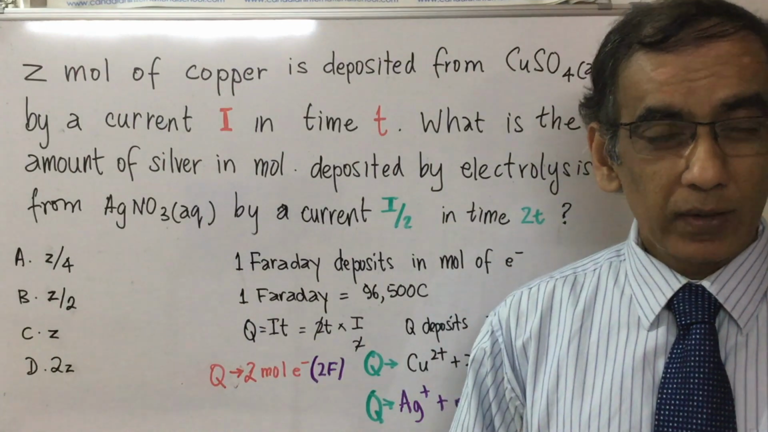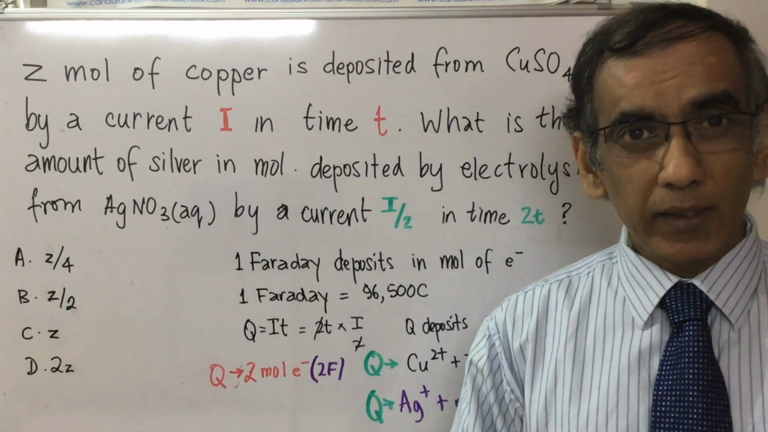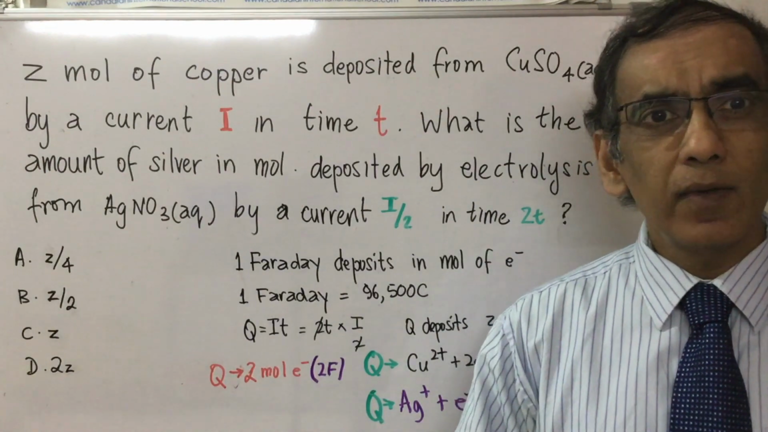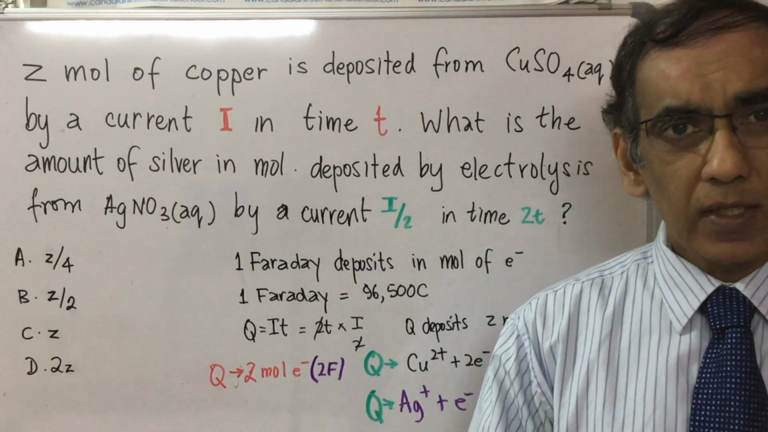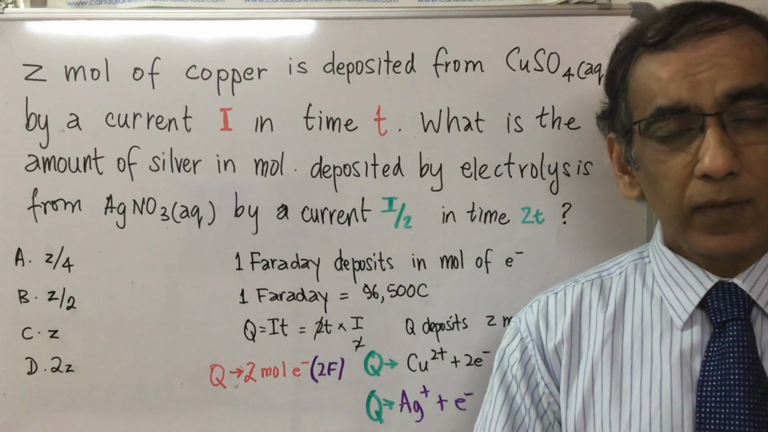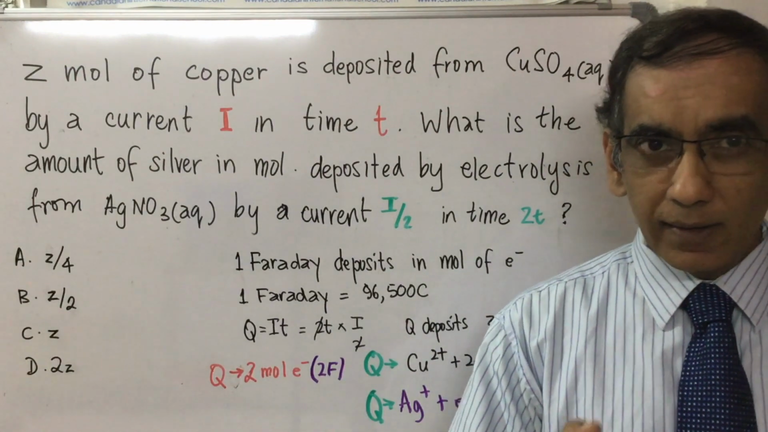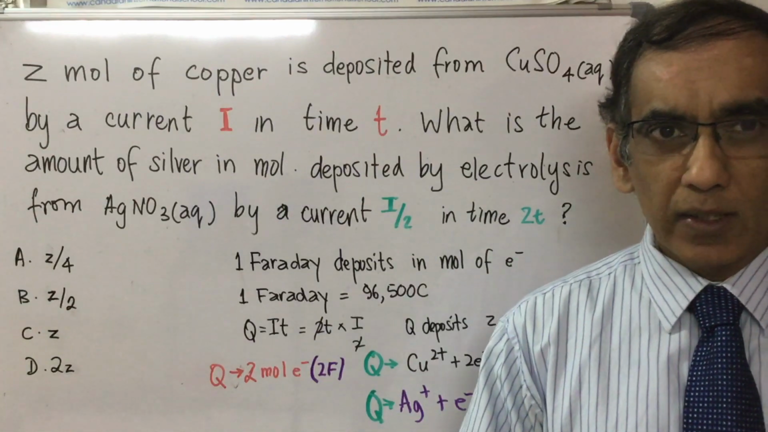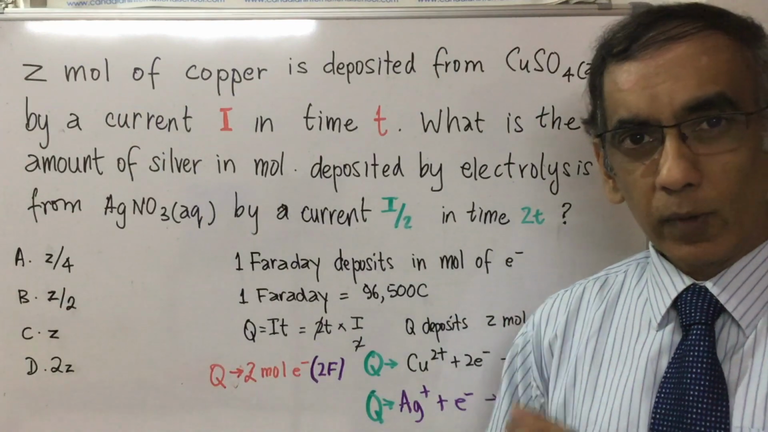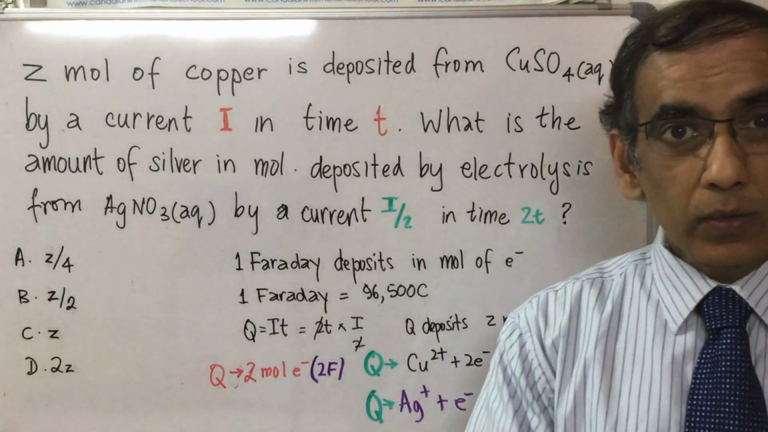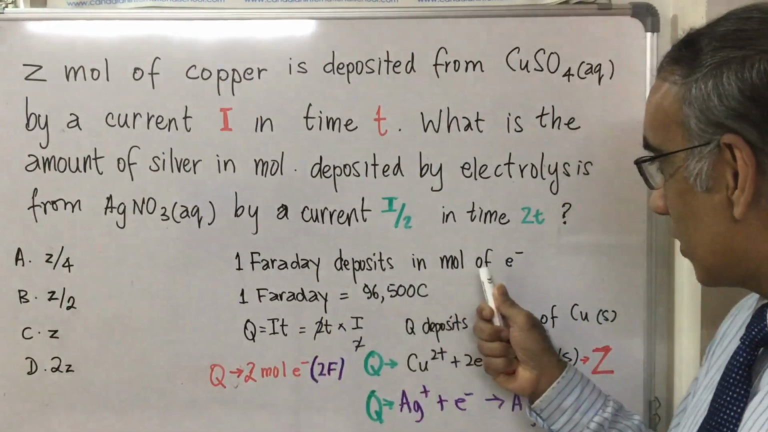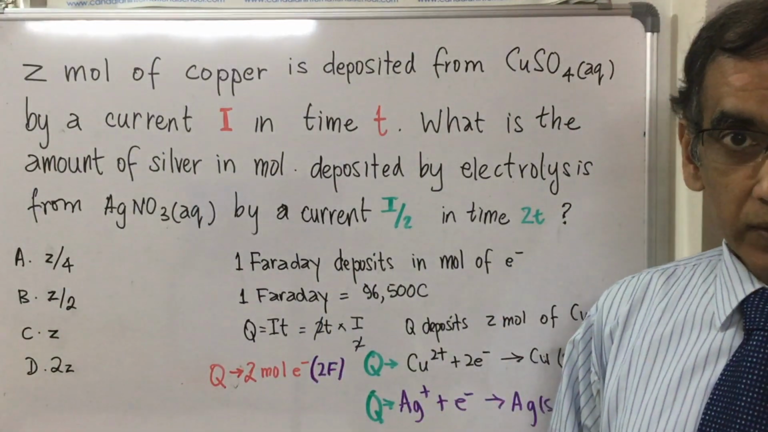This particular question is associated with the application in topic 19 of determination of the relative amounts of a substance deposited in electrolysis by a given amount of electricity. And it's kind of obscure because you tend to focus a lot on other areas of topic 19 and this one becomes neglected. What you need to know is this: 1 Faraday deposits 1 mole of electrons.